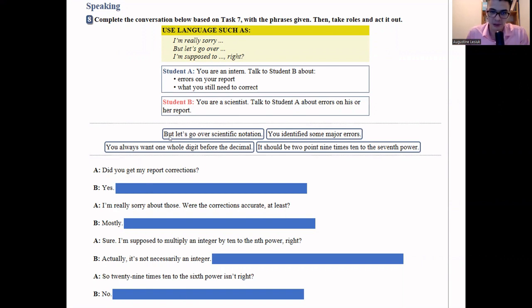We have, but let's go over scientific notation. You identified some major errors. You always want 1 whole digit before the decimal, and it should be 2.9 times 10 to the 7th power.